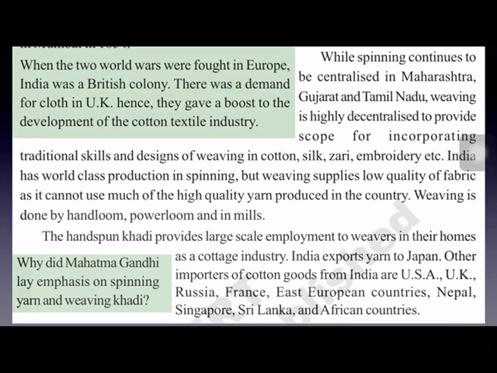There are two important activities that take place in manufacturing of fabric, and they are spinning and weaving. Spinning is mostly concentrated in the states of Maharashtra, Gujarat and Tamil Nadu, but weaving is highly decentralized, which means it spreads in many other states also.